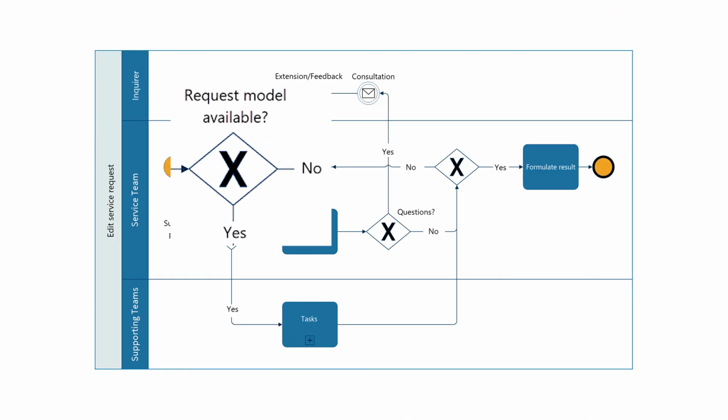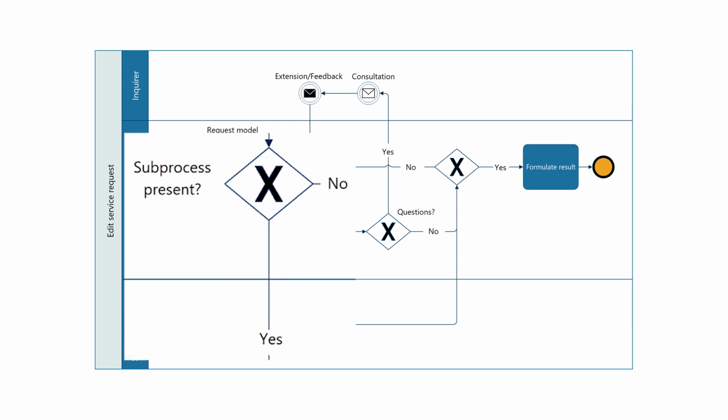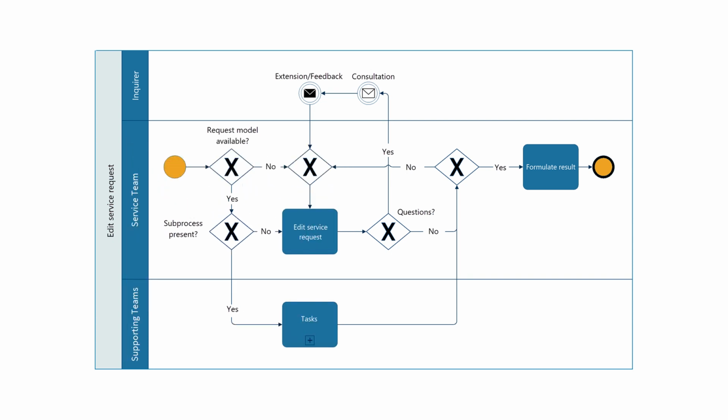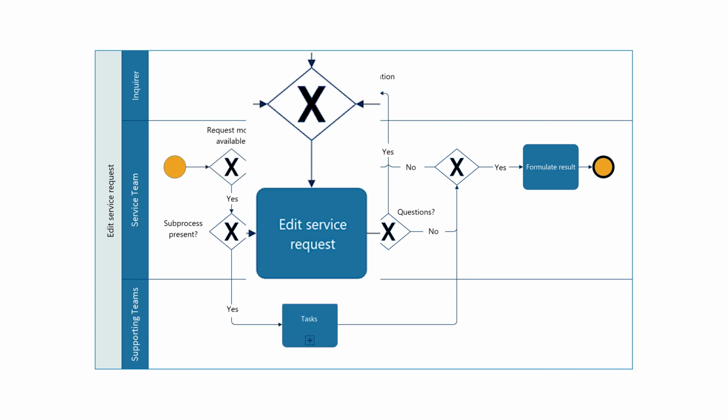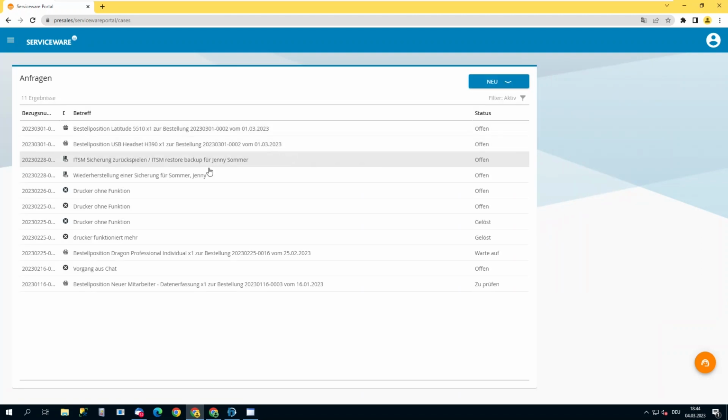For each service request, so-called service request models can be used to determine in advance whether approval is required and whether predefined workflows should be used for semi-automated processing. Individual processing without further specifications is also possible. The user can view the current processing status at any time via the portal.